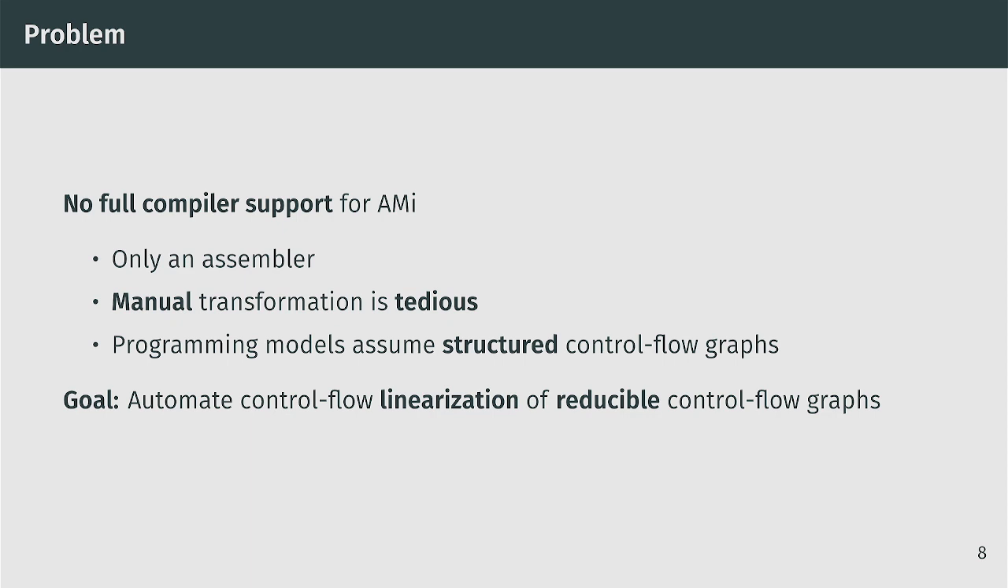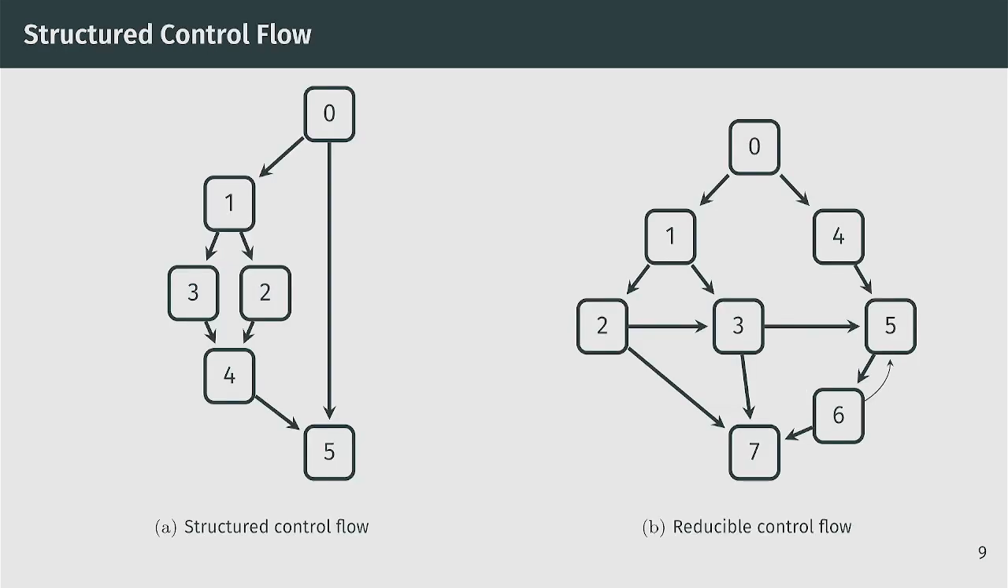With these limitations in mind, our goal is to automate control flow linearization of reducible control flow graphs. Here are some examples. On the left is a structured control flow graph, which consists of these nested if-else constructs.